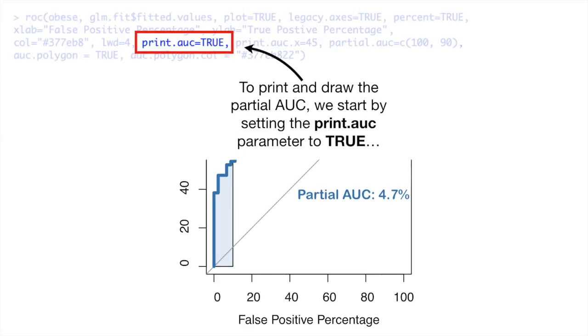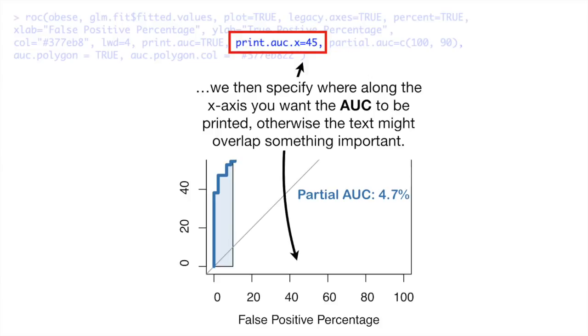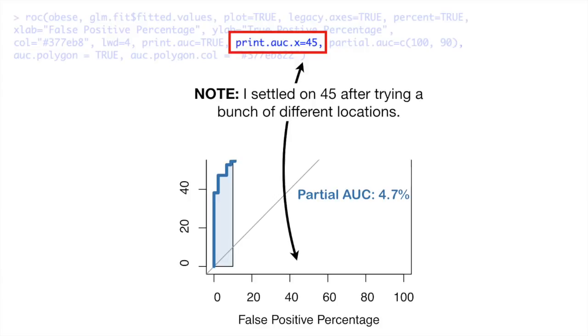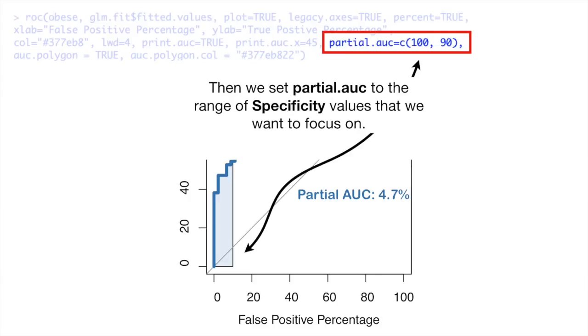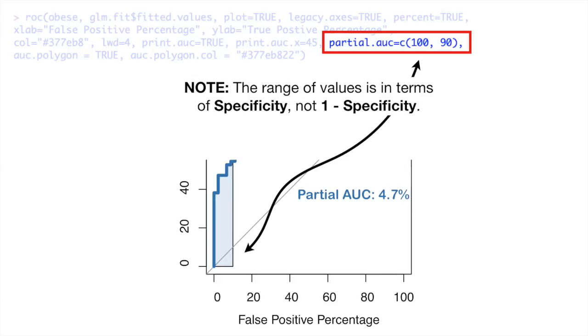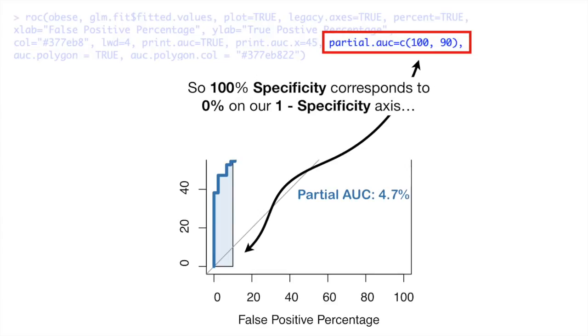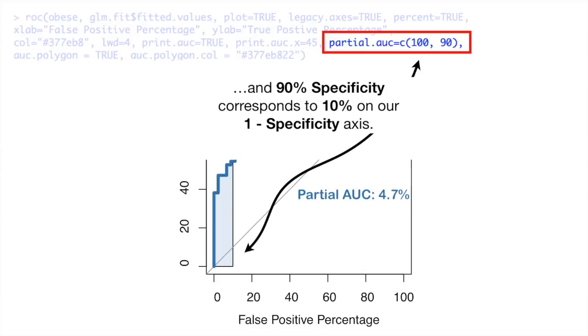To print and draw the partial AUC, we start by setting the print.auc parameter to true. We then specify where along the x-axis you want the AUC to be printed, otherwise the text might overlap something important. Note, I settled on 45 after trying a bunch of different locations. Then we set partial.auc to the range of specificity values that we want to focus on. Note, the range of values is in terms of specificity, not 1 minus specificity. So 100% specificity corresponds to 0% on our 1 minus specificity axis. And 90% specificity corresponds to 10% on our 1 minus specificity axis.